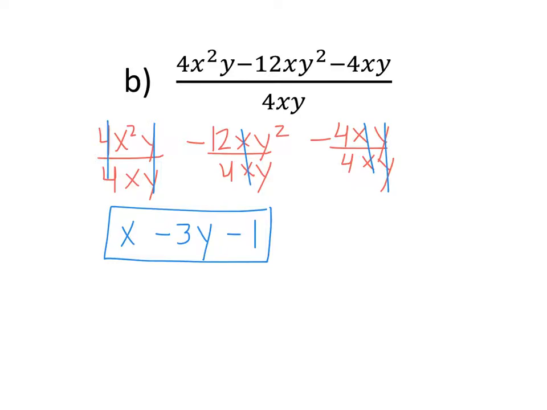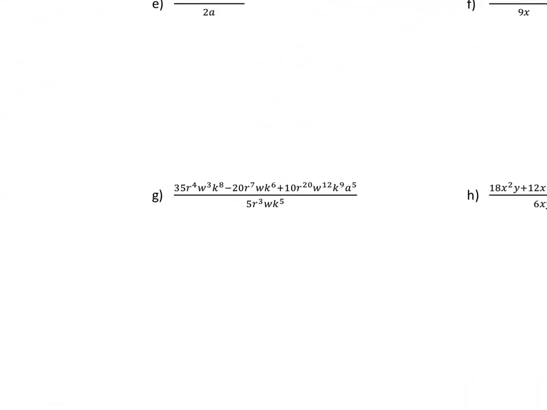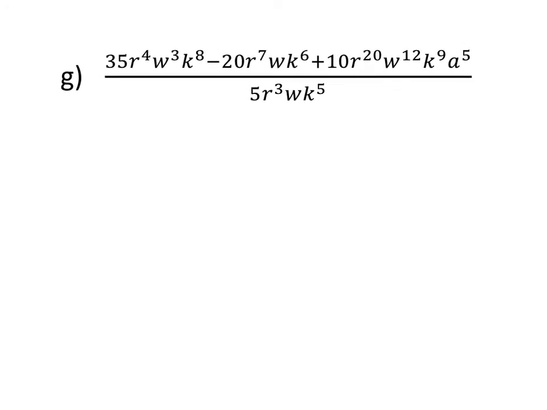The important thing about these is to take them one step at a time. Split them up into separate terms, separate fractions, reduce each fraction, and you're good to go. Let's do one of the harder ones together. Let's take a look at letter G. We have three terms here, but they're fairly long.